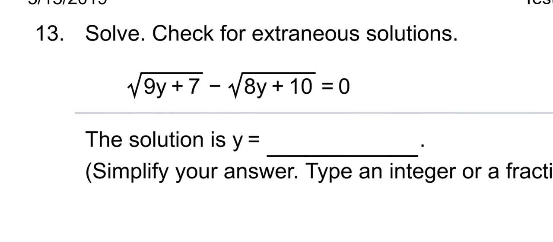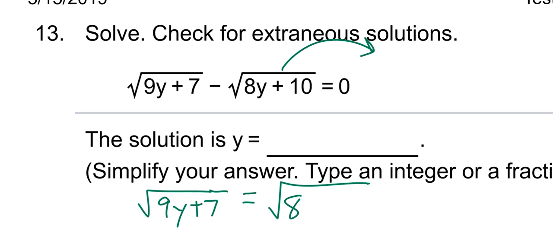Okay. Is the radical by itself? No, we got two different radicals. So we're going to put one of those radicals on the other side. I'm going to put that one on the other side. So now I've got radical 9y plus 7 equals radical 8y plus 10.